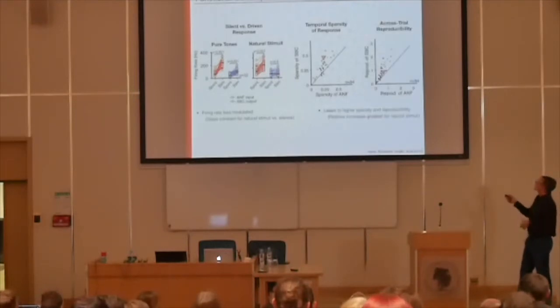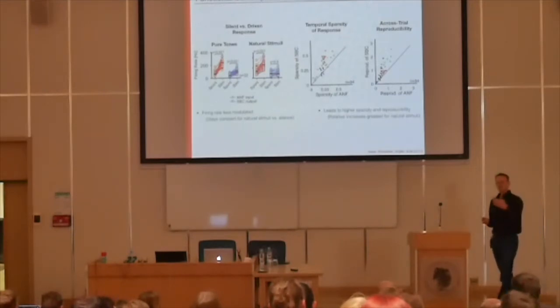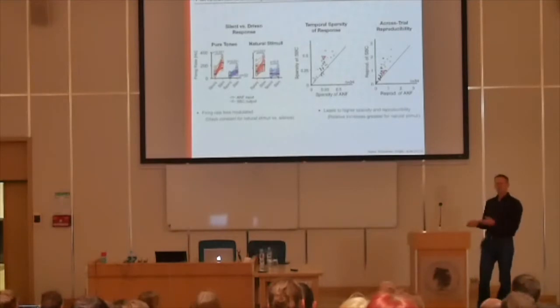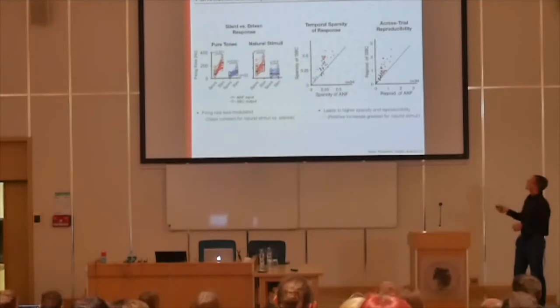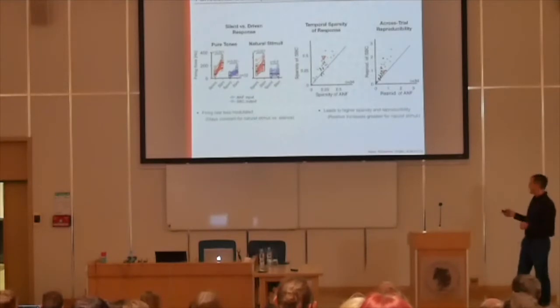But in addition, also, if you look at the reproduction of the response, so reproduction here refers to if you stimulate the same thing twice, how well is the response in the first case matched to the response in the second case. And you see that again, for essentially all cells, we find an increase in the reproducibility due to this inhibitory influence at the synapse.